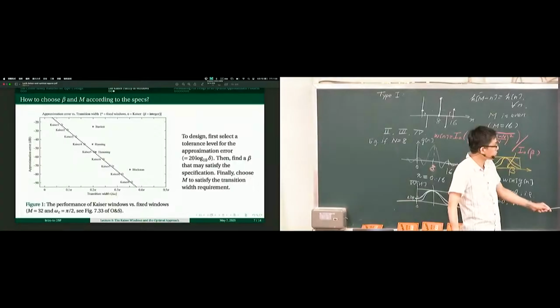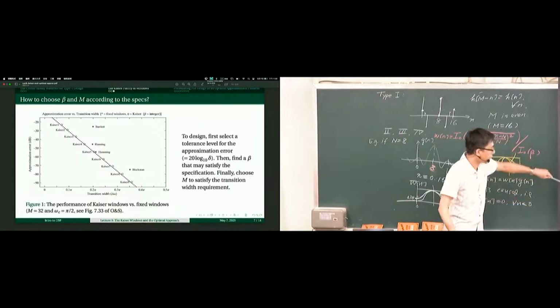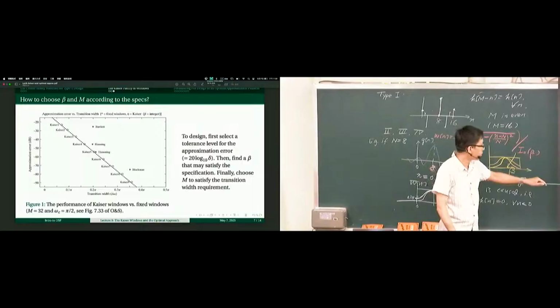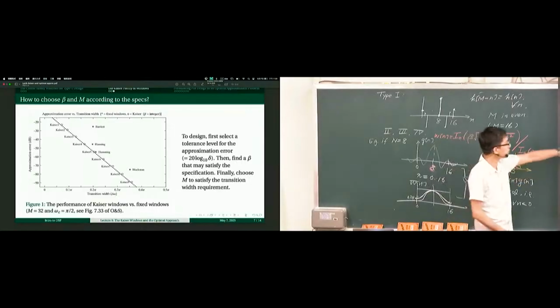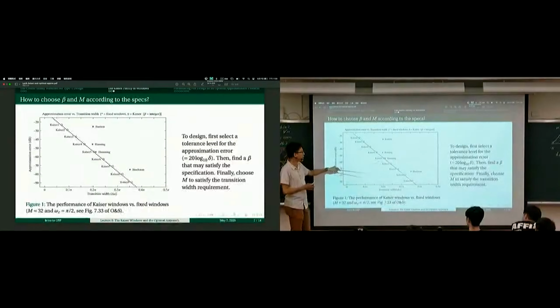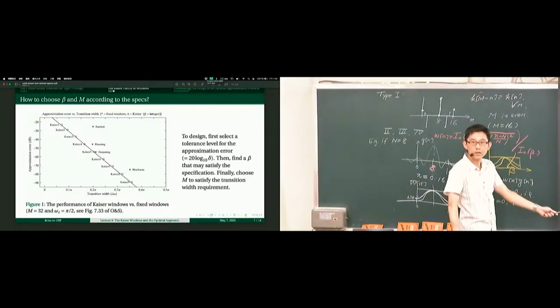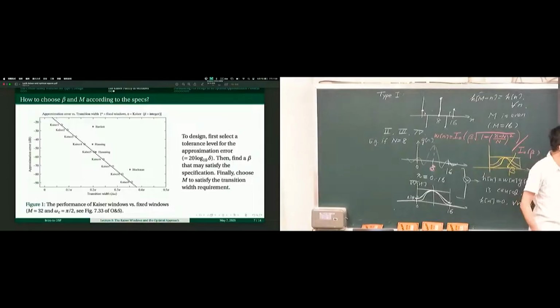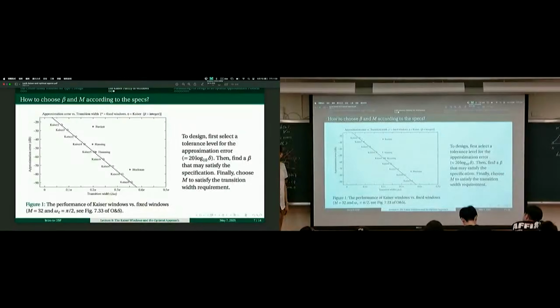Because ideally you want to pull the point toward the lower left side, with very small approximation error and very sharp transition. That's the lower left side, right? So by noticing that the fixed windows are all on the upper right side of this line, we realize that the Kaiser family of windows actually has a better performance than those 4 windows. That's the way we read this plane.